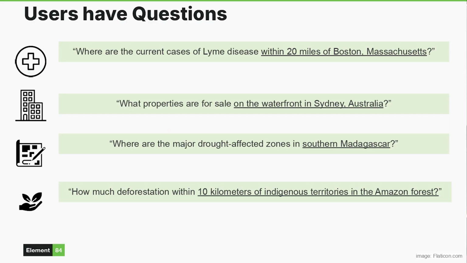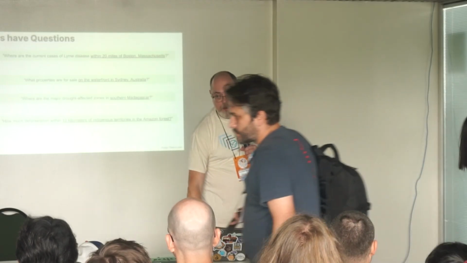So, geocoding. Here are the questions that I showed you before, and I underlined the spatial component. What are the current cases of Lyme disease within 20 miles of Boston? What are the major drought-affected areas in southern Madagascar? The first thing that this interface needs to do is pull out that geospatial information and figure out where it is that you're talking about.